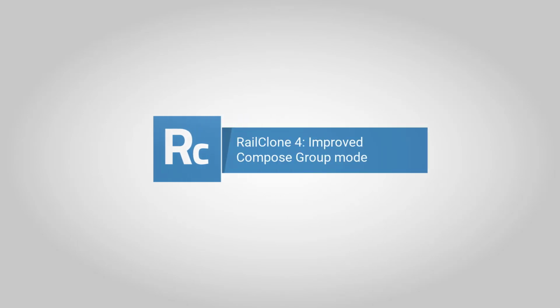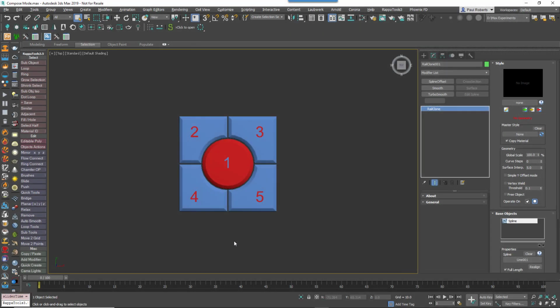The compose operator allows you to assemble two or more segments into a group. In RailClone 3, the bounding box of geometry grouped in this way was calculated based on the first segment in the compose operator's size. For the purpose of determining the position of adjacent segments, the others were ignored.